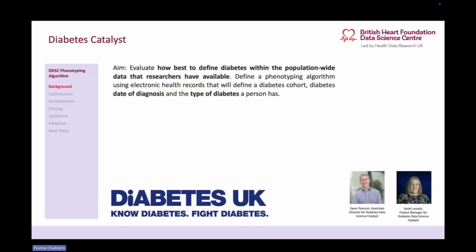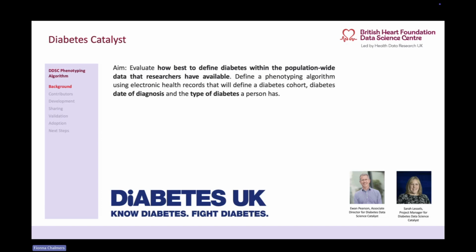So I'm not going to talk about the catalyst that was introduced at the last meeting, but just in case you forgot, one of the main aims was to evaluate how we can best define diabetes with the population-wide data that researchers have available to them. So we wanted to define a phenotyping algorithm that would then define a diabetes cohort or diabetes at population-wide level, and the type of diabetes that a person has and their date of diagnosis.